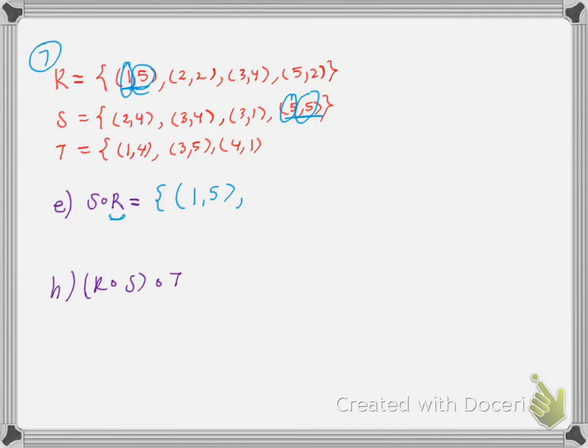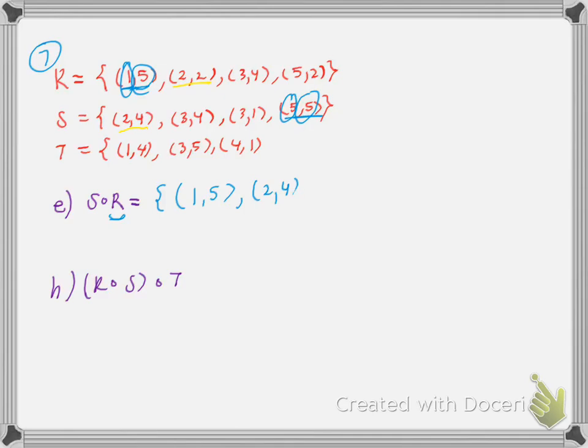So let's look at the second one. 2 goes to 2 and then 2 goes to 4. So that means 2 is going to 4. Okay, and then let's look at the next one. See if you can get the next one. 3 goes to 4, but there's no 4 in S. So we skip that one, right? That one's not in there.